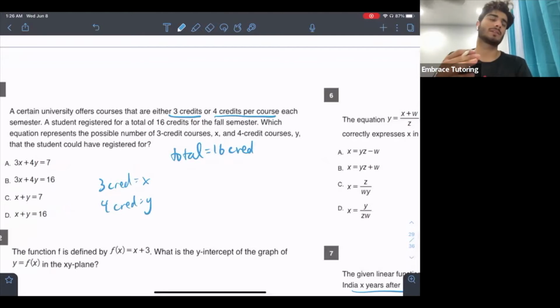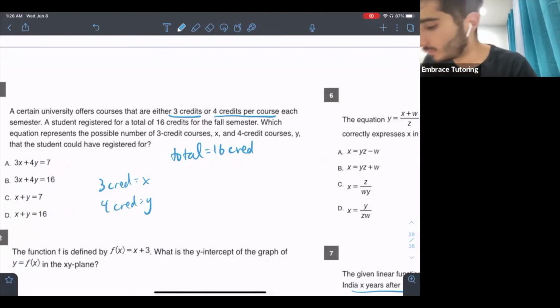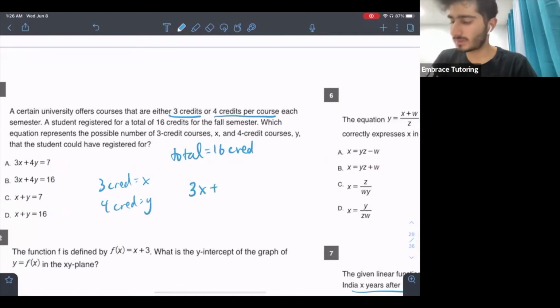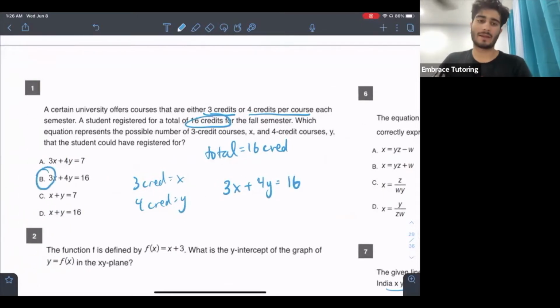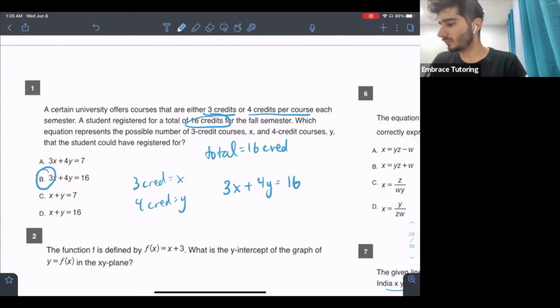each course is 3 credit, so X represents the number of courses that are 3 credits. So it would be 3 times X plus the number of 4 credit classes times the 4 credits per class. It would be 4Y, gives you a total of 16 credits for the semester, and that is choice B. And that's how you do question 1 of this problem. You just have to realize what they're asking for and match the variables with the numbers appropriately. Okay. Next question.